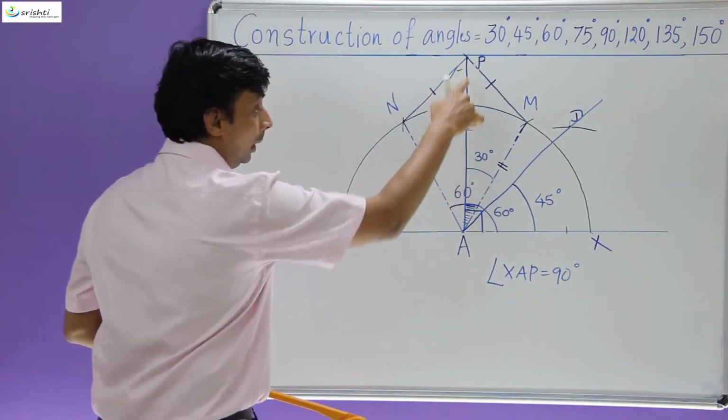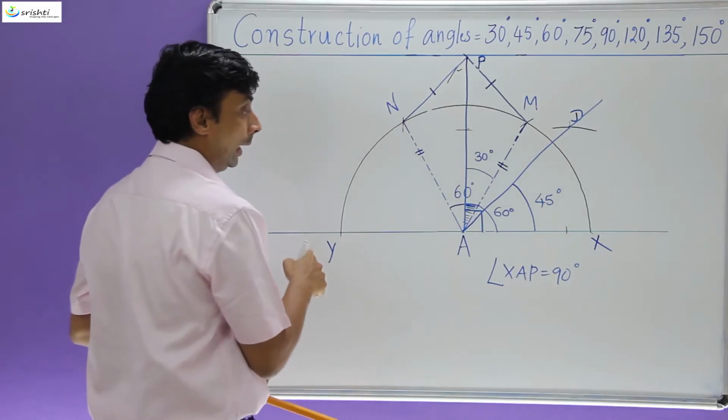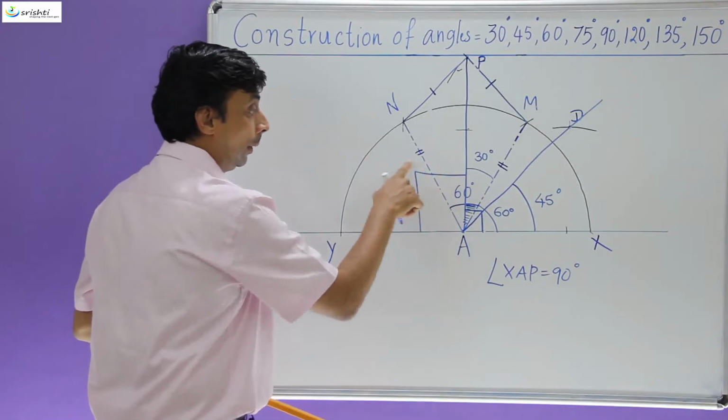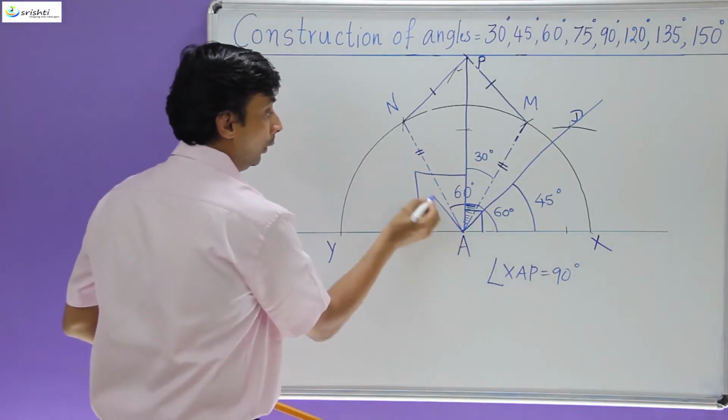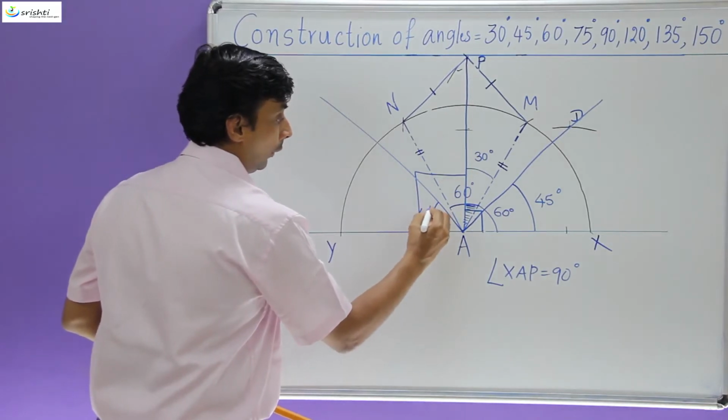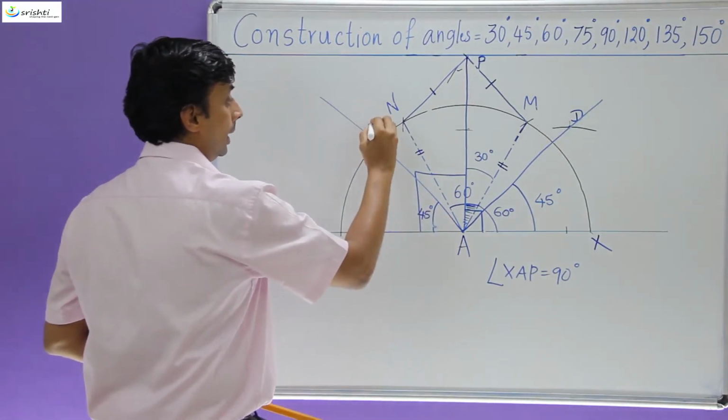So we know that angle PAY is also 90 degrees. If we bisect this particular right angle, you will get a 45-degree angle out of it. So this particular angle will be 45 degrees. Let's name this particular point, say, as E.